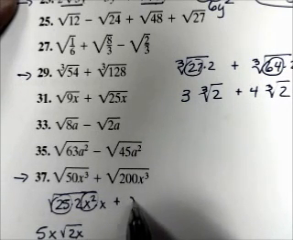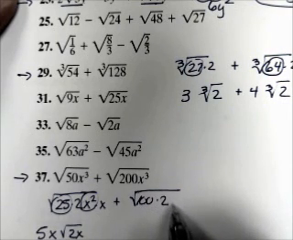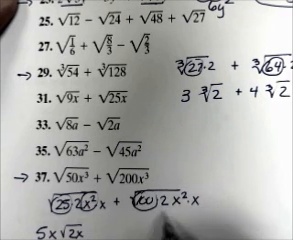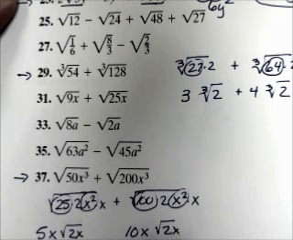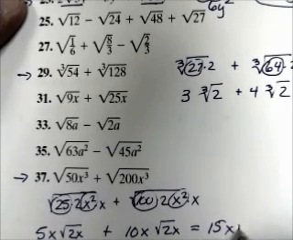Square root of 200, x to the third. We'll express 200 as 100 times 2, x to the third, x squared times x. Circle our perfect squares. Pull out their square roots, 10x, and then the square root of 2x remains. So we have 5x square root of 2x plus 10x square root of 2x equals 15x square root of 2x.